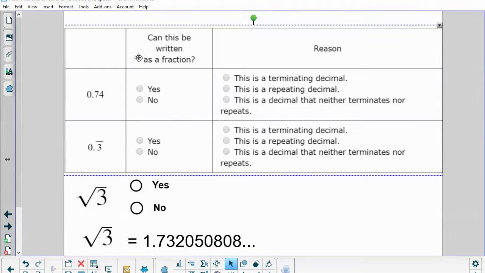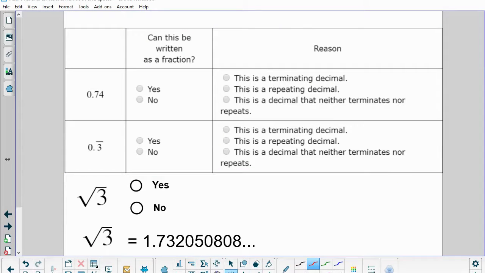Example here then, the question is, can this be written as a fraction? So if we look at our first one, it is a terminating decimal. So if it's a terminating decimal, then yes, it can be written as a fraction. And the reason is because it's a terminating decimal. The second one is a repeating decimal. So if you have a repeating decimal, as we've learned earlier in this lesson, you can also write that as a fraction. So yes.